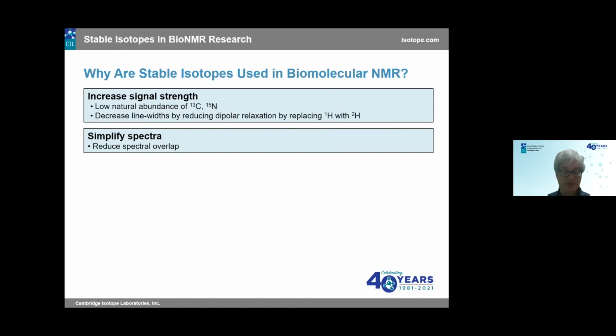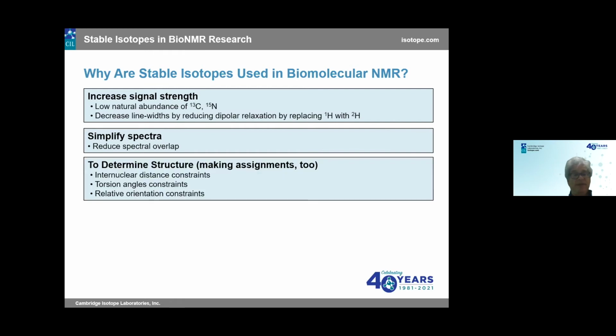Another commonly used method to simplify spectra is to only label the methyl groups of a larger molecule. That is called methyl labeling. We will hear more about that today. Now, with increased signal strength of an enriched biomolecule, one can then use higher dimensional experiments, 2D, 3D, 4D type of NMR experiments to further separate signals in order to overcome signal overlap and to help in the spectral resolution.